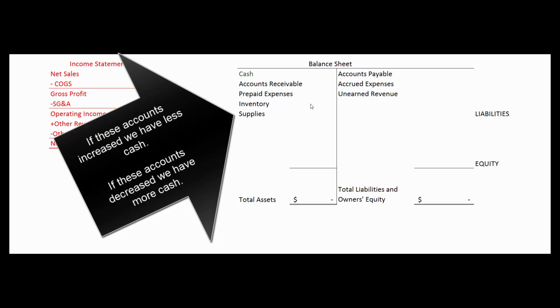What about inventory? What about supplies? Well, if any of these current assets related to operations go up over the course of the year, that means we have less cash than you would think looking at our income statement.